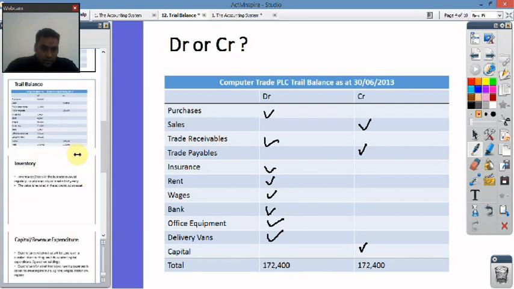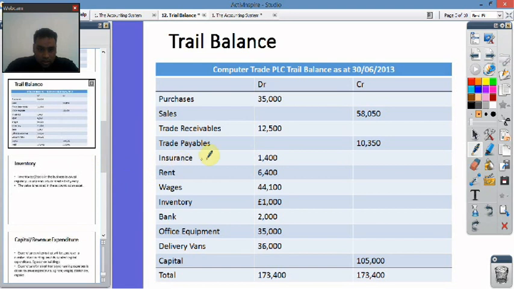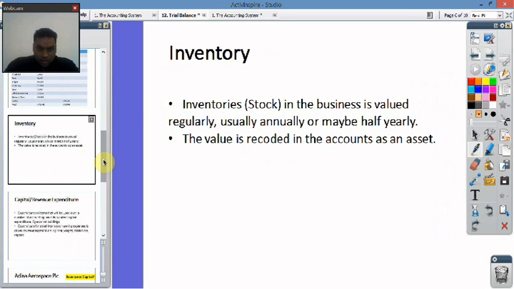Let's have a look at the answer. So inventory is a debit here. So let's carry on. Inventory is valued in the business regularly, can be annually or maybe half annually, and the value is recorded in the accounts as an asset.